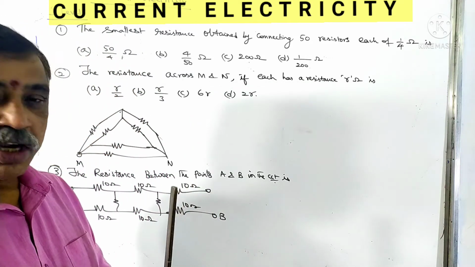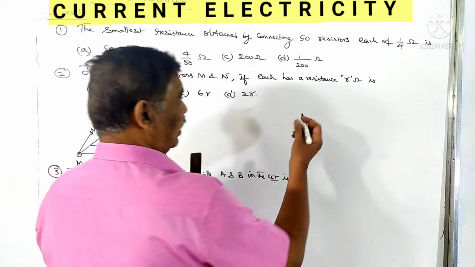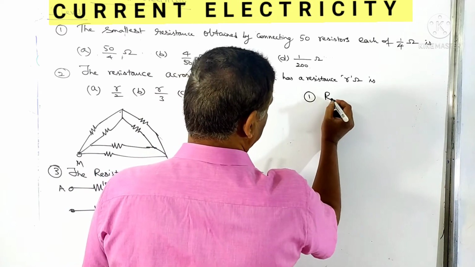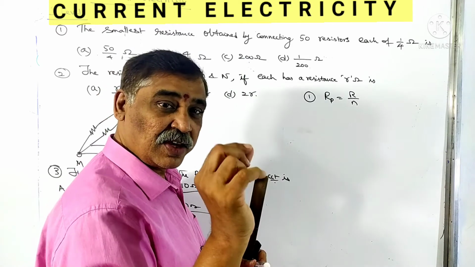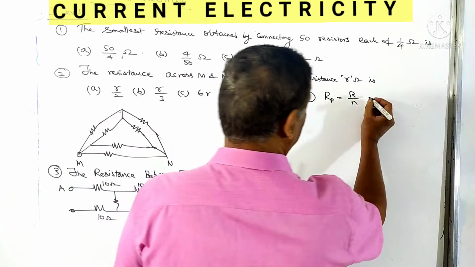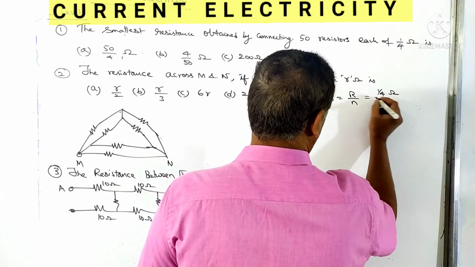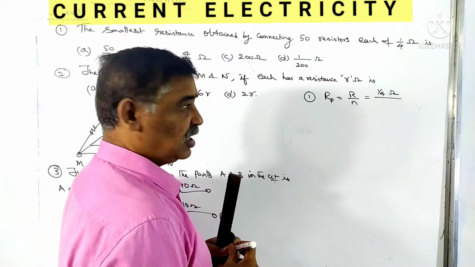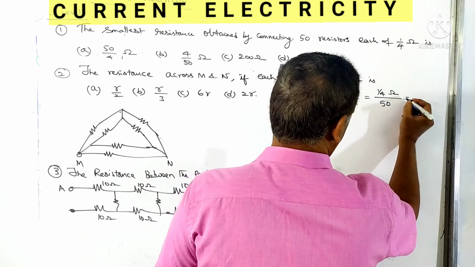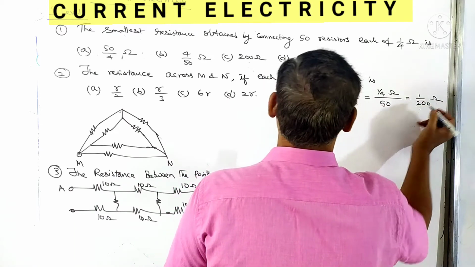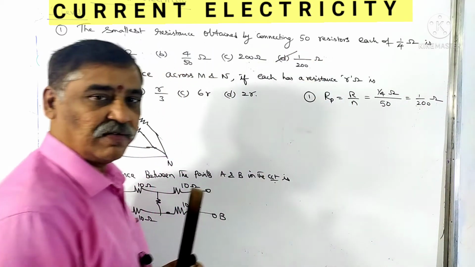Now, we use the shortcut formula which is available when resistors are in parallel, R subscript P is equal to R by N. R is the resistance of each resistor. Of course, here it is given that 1 by 4 ohm is the resistance of each resistor. There are 50 such resistors, 1 by 4 by 50, that gives us 1 by 200 ohm. Option D is the answer for this question.